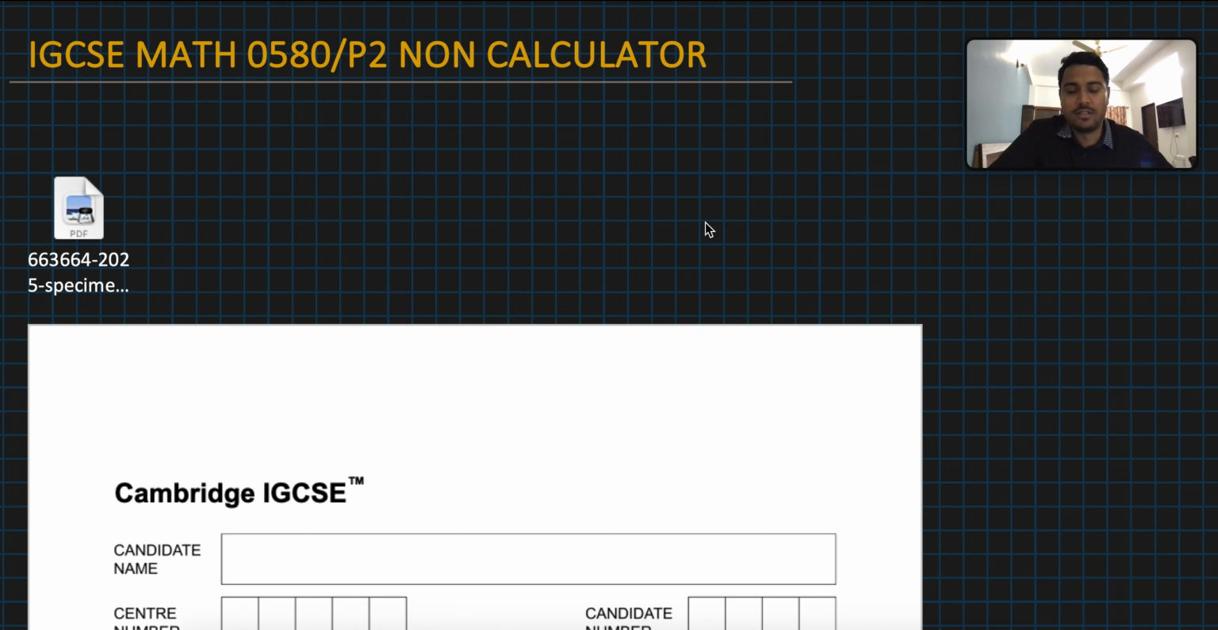Today we are here to solve one more paper for IGCSE Mathematics. Today we are going to solve paper 2, which is again a non-calculator paper. So without wasting time, let's do math.